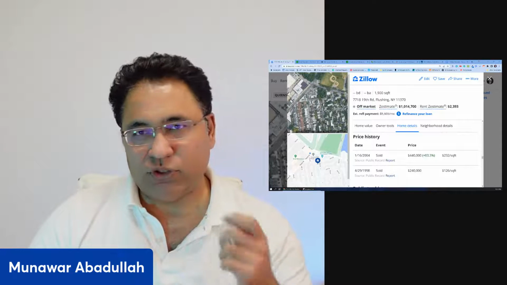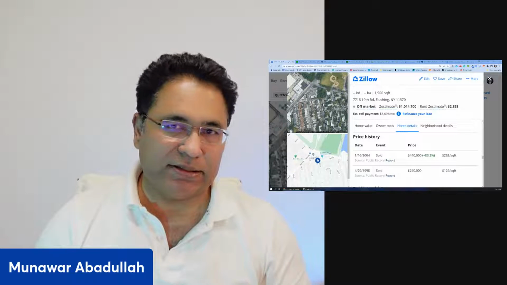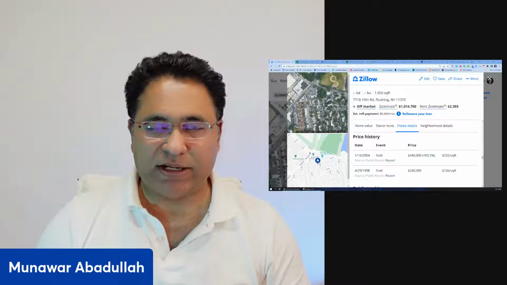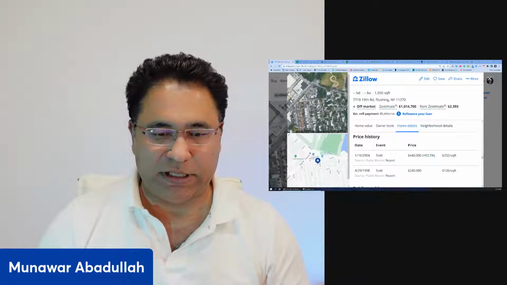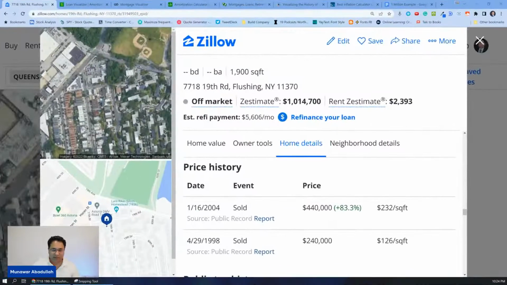First of all, I'm going to share Zillow. Zillow is an American website where you can check the value of a property and everything. Let's take this example. I randomly picked something in Flushing, which is in the New York, Queens area.